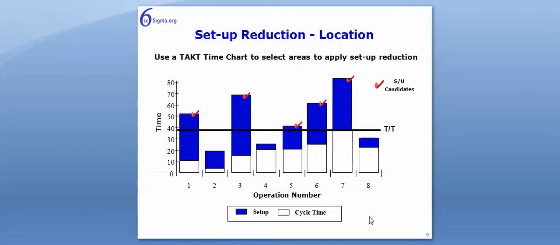How do we manage a setup reduction project or initiative? The first thing we do is identify the operations that are of interest along the value stream, and we'll put these on the load chart here. Like this, we'll lay in the cycle times for each of the operations, and then we overlay the takt time.